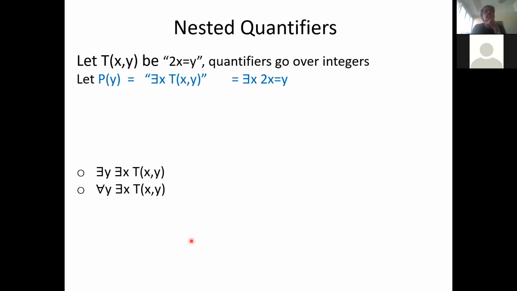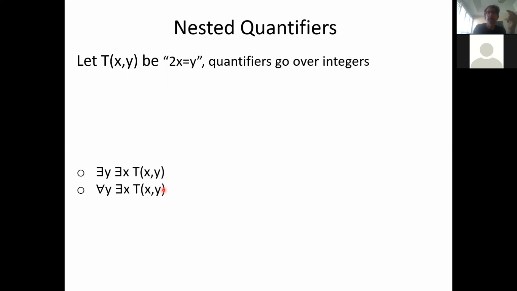Okay, I messed up the animation here, but just ignore this part for the time being. So let's go with this example, twice t of xy. And let's say that I have these quantifiers, these expressions. There exists a y such that there exists an x, that t of xy. Or for all y, there exists an x such that t of xy.